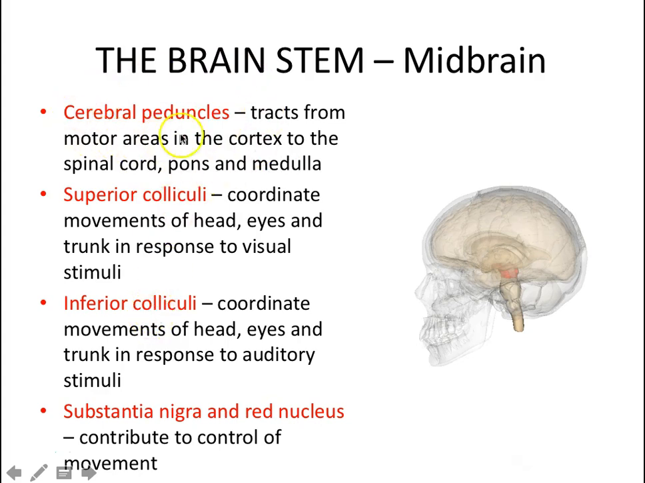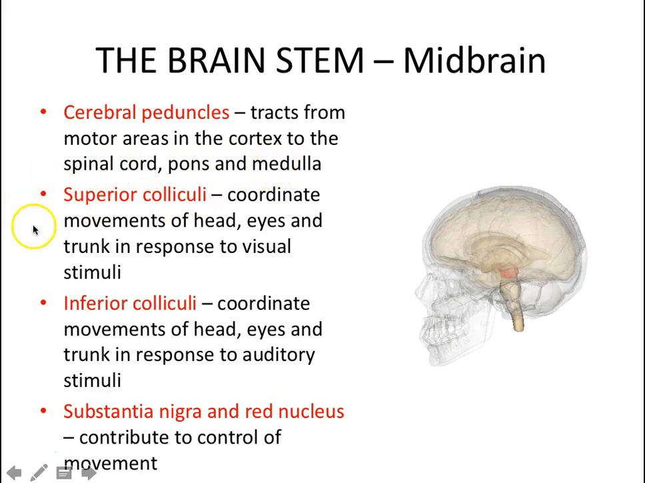So basically the cerebral peduncles, these are going to be tracts, so again, sort of the nerves, if you will, inside the central nervous system. They're going from the motor areas of the cortex, so this is sending signals to muscles. So they're going to go from the motor area in the cortex, and this is relaying through there to the spinal cord, pons, and medulla.